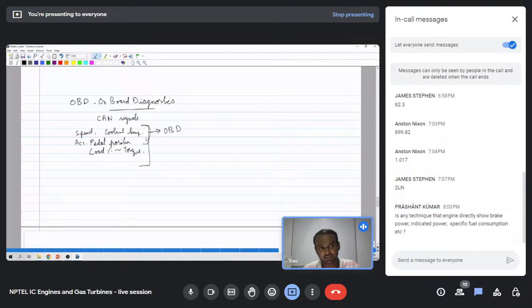And in terms of specific fuel consumption, in many new vehicles on the dashboard you will be able to see the live KMPL, right? That is based on the current amount of fuel that is injected and the current power that is generated. Based on that, you get a live KMPL in new cars.